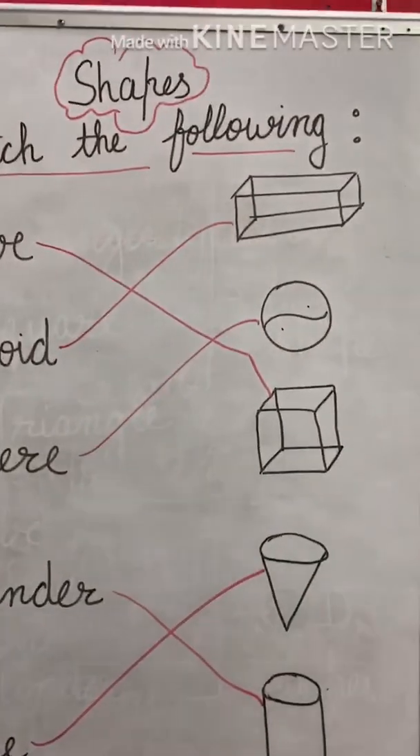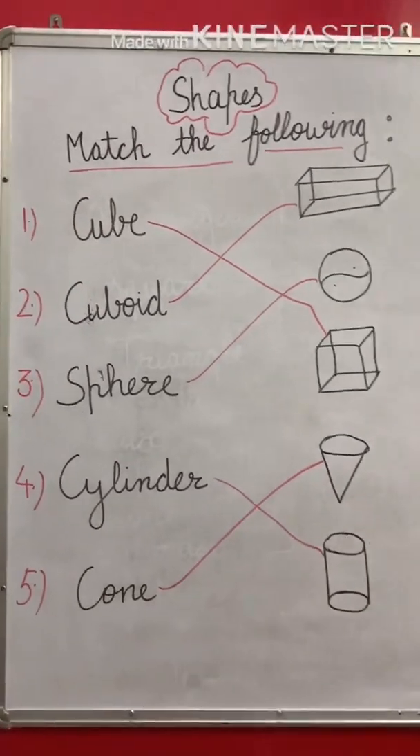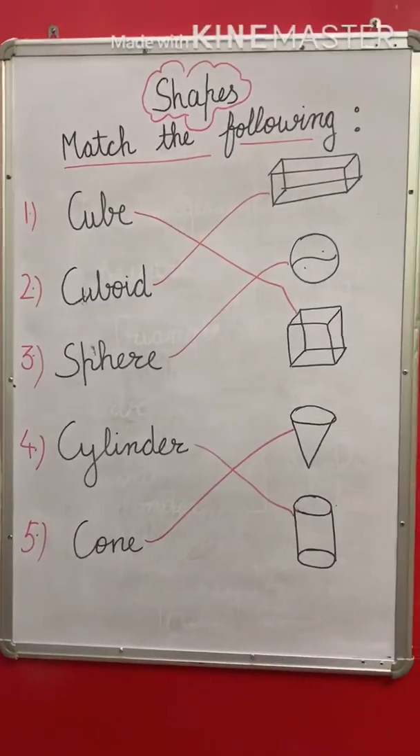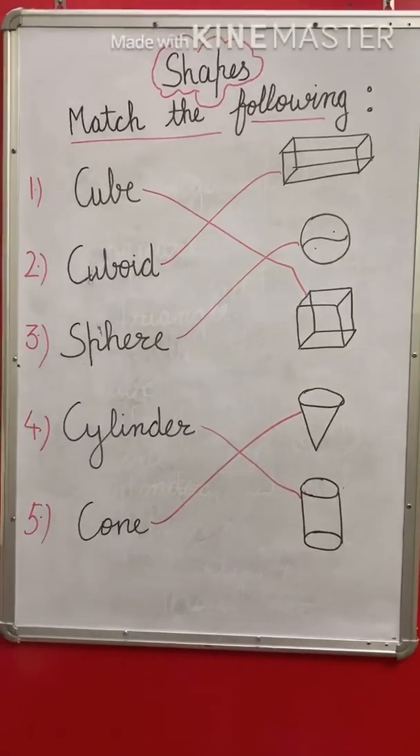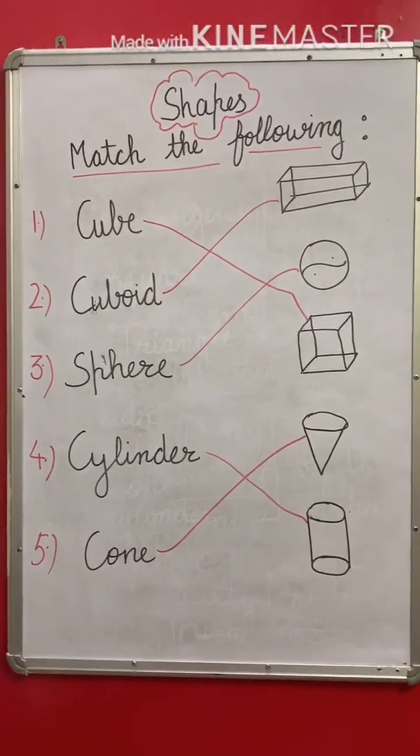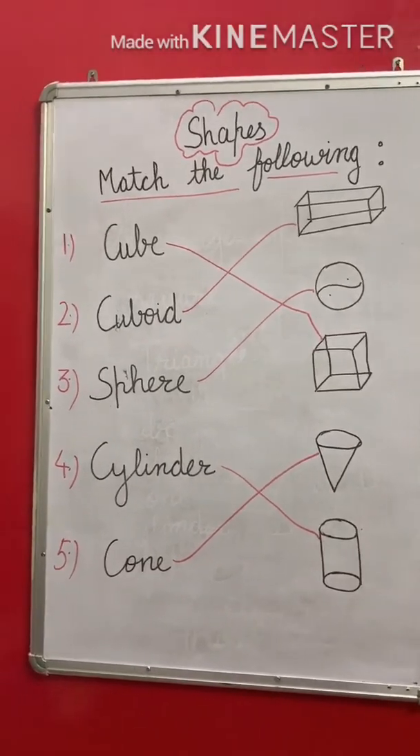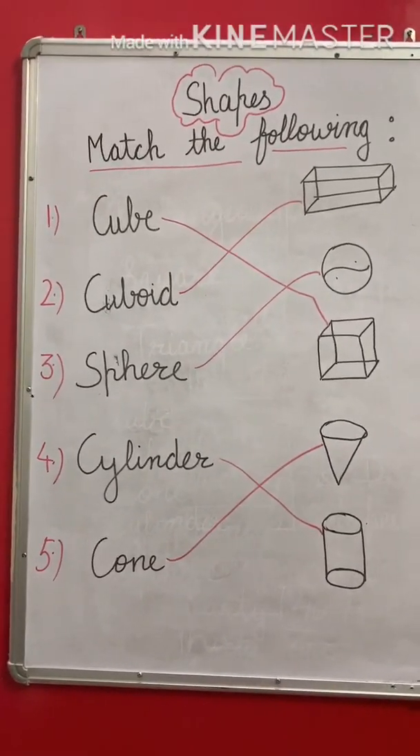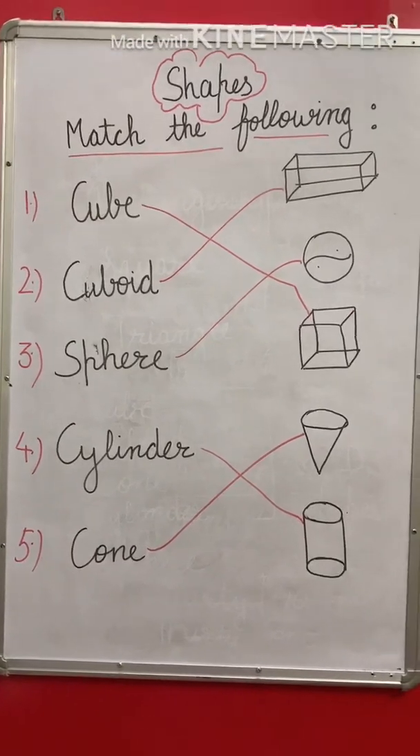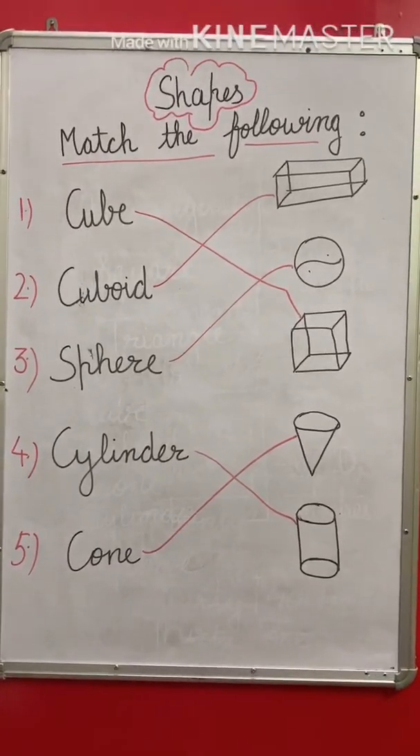Got it? And then I have matched, the first shape is of a cuboid, the second shape is of sphere, the third shape is of cube, the fourth shape is of cone, and the fifth shape is of cylinder. So these are the shapes which I have matched with them.